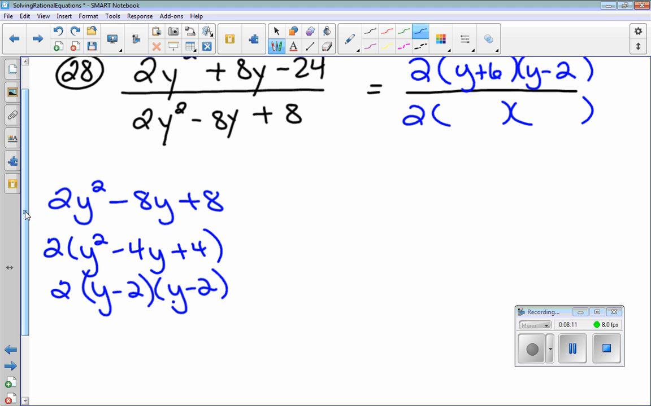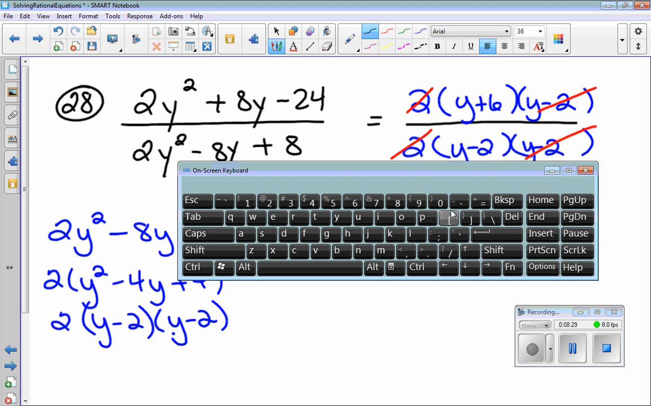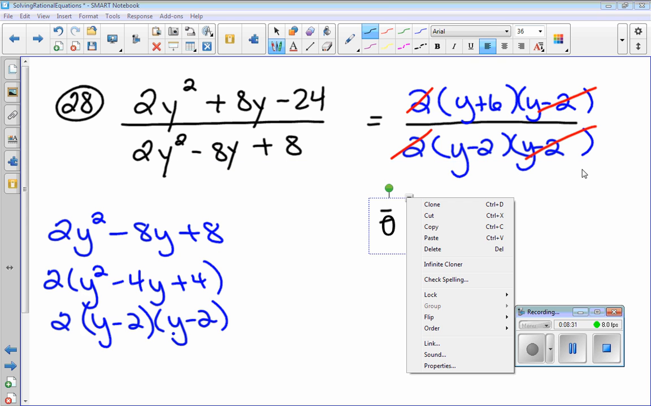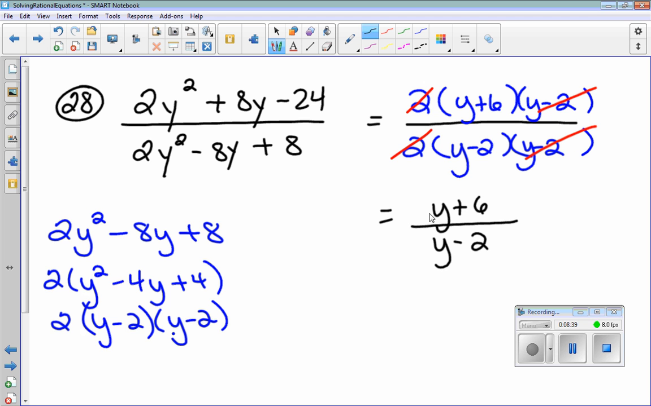So that's right. So what can I cancel? I heard the positive 2's. Yep, there's one in the numerator, one in the denominator, and the y minus 2's. So what's left is y plus 6 over y minus 2. So that's the simplification portion.